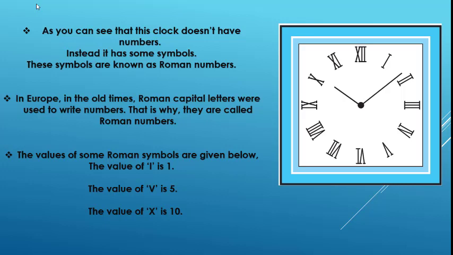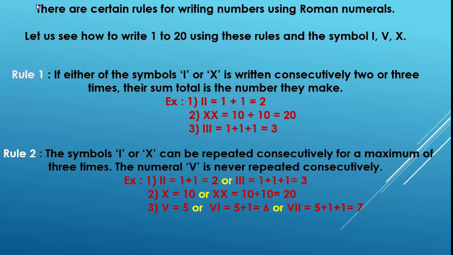The values of some Roman symbols are given below. The value of I is 1, the value of V is 5 and the value of X is 10. There are certain rules for writing numbers using Roman numerals. Let us see how to write 1 to 20 using these rules and the symbols I, V, X.